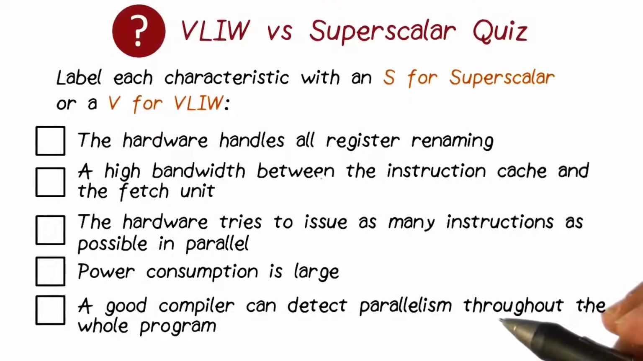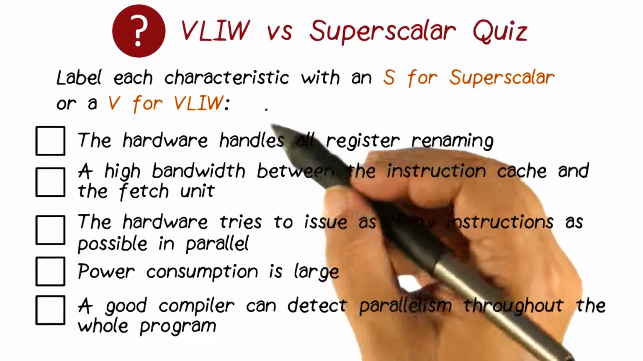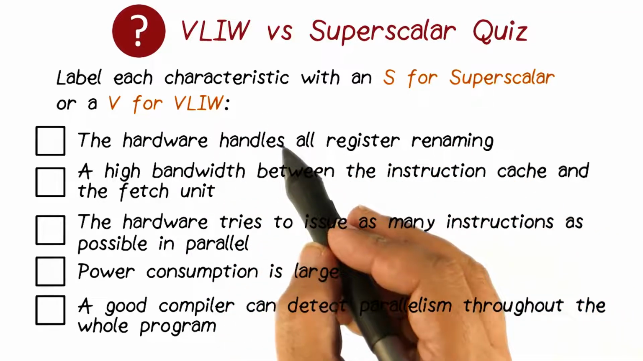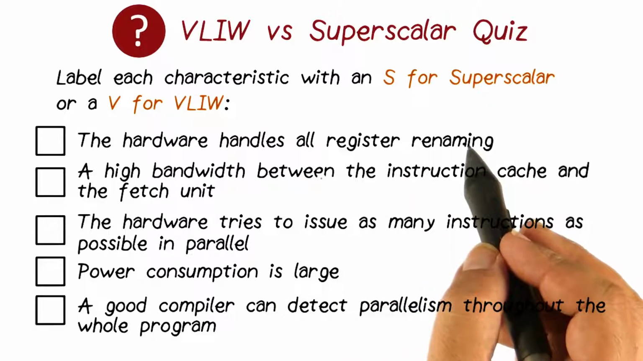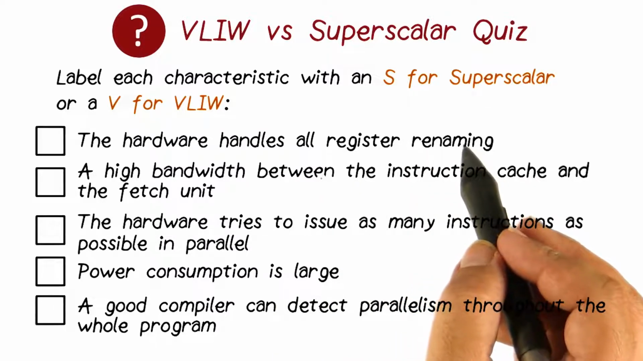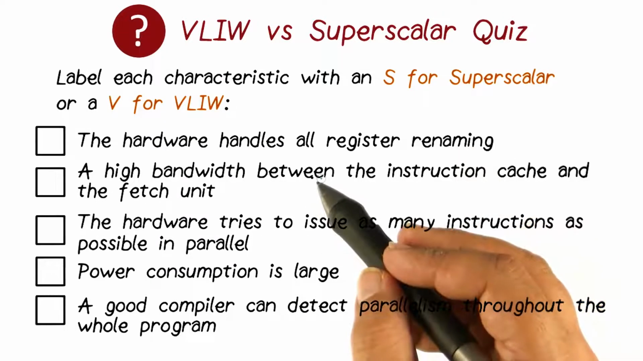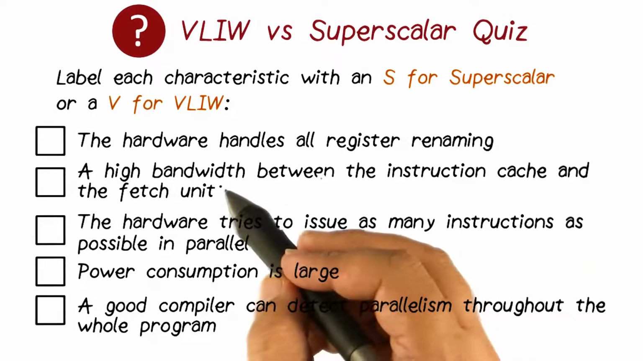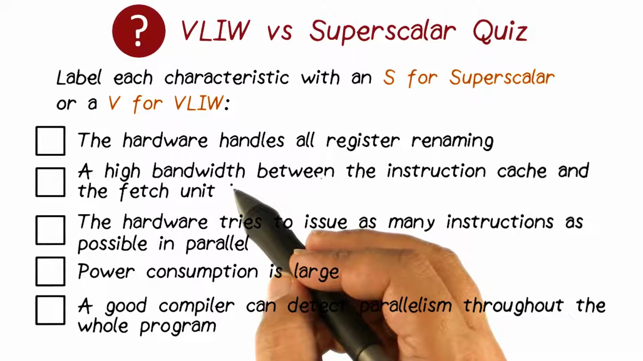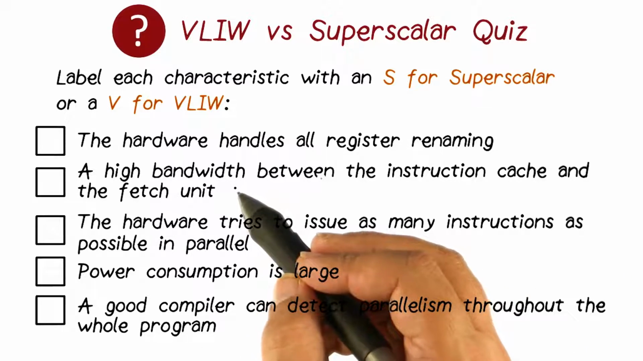We are going to have a quiz now between VLIW versus superscalars. I want you to write S for superscalar and V for VLIW in each one of these different questions. Let's start with the first statement. The hardware handles all register renaming. Which one does it? Is it superscalar or VLIW? Write your answer there. Let's go to the second question. A high bandwidth between the instruction cache and the fetch unit exists. Who does that? Is it superscalar or is it VLIW?